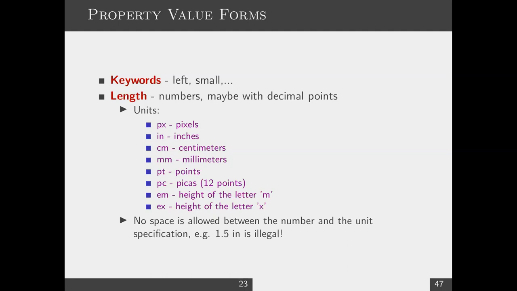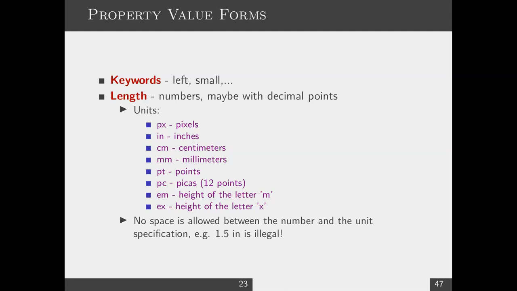Then you could also have length. Length in numbers. You could have even decimal points. So those are allowed. For numbers, you can have units. These units could be pixels, inches, centimeters, millimeters, but you need to understand these before you use them. Could be points, could be picas. A pica has 12 points. It could be EM, the height of letter M. Could be EX, the height of letter X. So these are different units that you can use in property values.